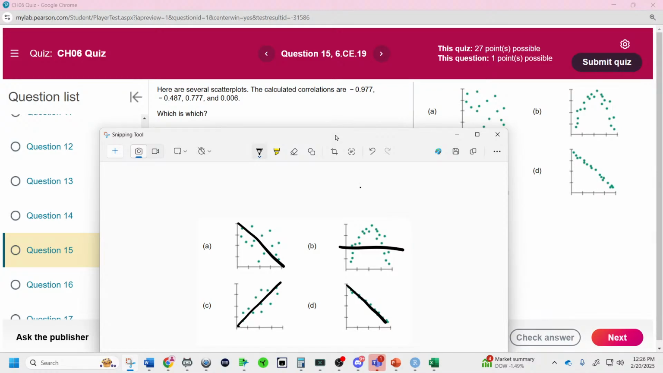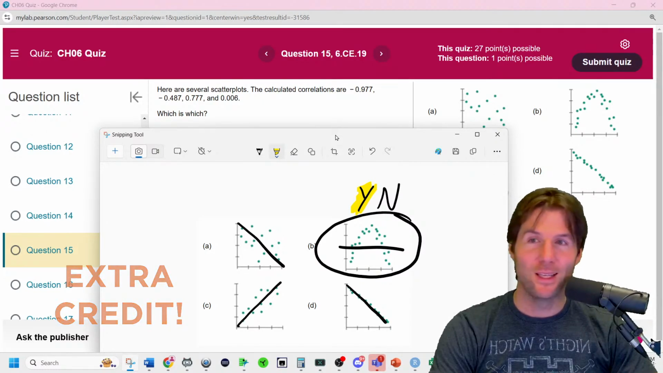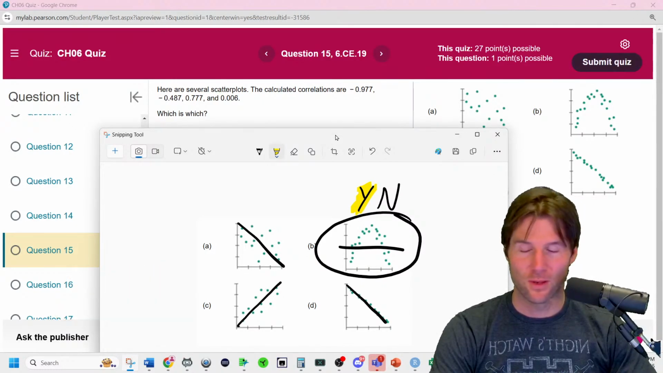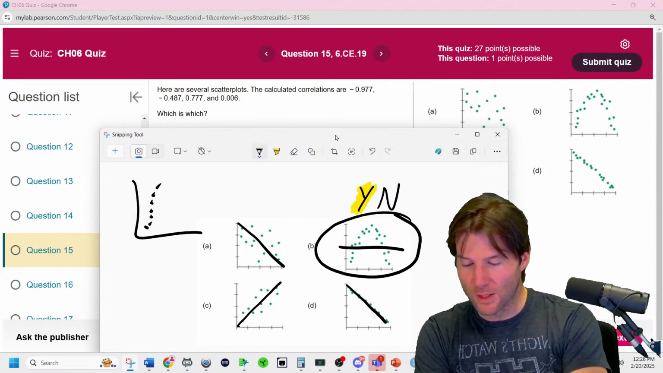Is this type Y or N, is this strong, yes or no? Is this relationship here strong, yes or no? Don't worry if you get it wrong. The answer is yes. Don't worry, 1,000 points. It's strong, but it's not linearly strong. Does that make sense? It's strong because the points follow a pretty nice parabola.